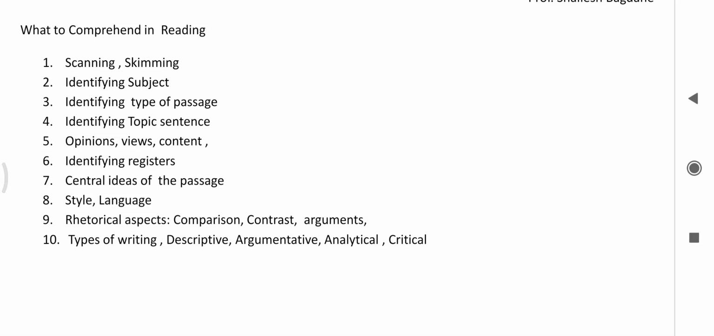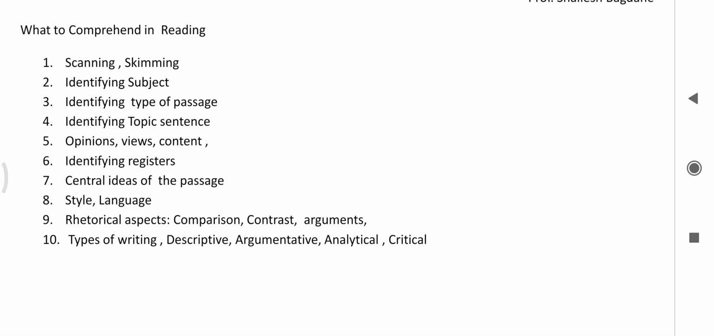What message is given? So, if you are able to find these things out in the passage, it stands for finding opinions and views. If not, whose opinions, whose content, what is the assertion that has been made. So, you can go through this.